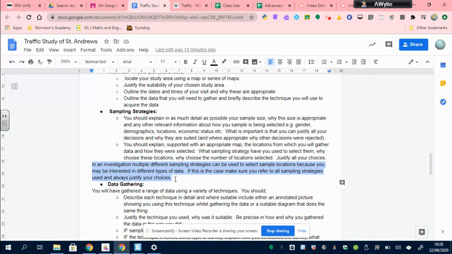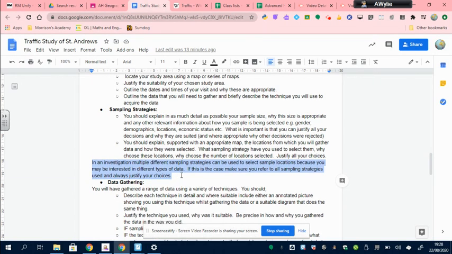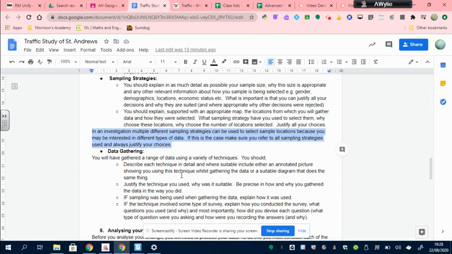If you have multiple strategies at play in a project, you need multiple maps that show the different locations, and you need to explain them. Because there's only one research question here, that's not likely in this mini project. Okay, and that brings us to the last bit. How did you gather data?